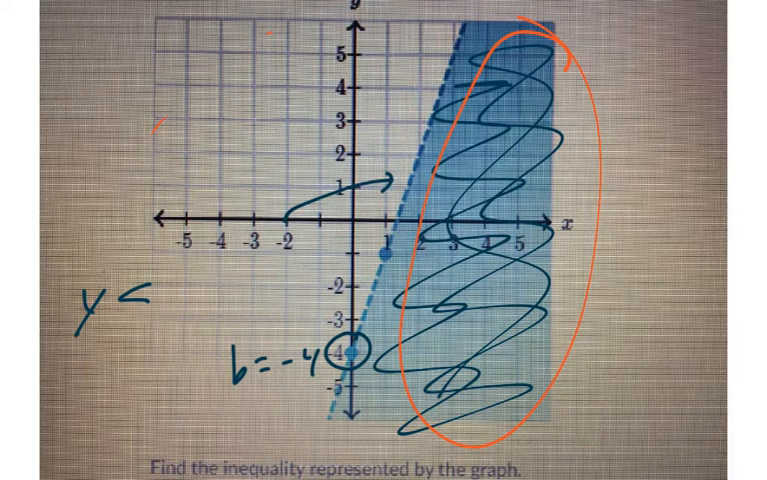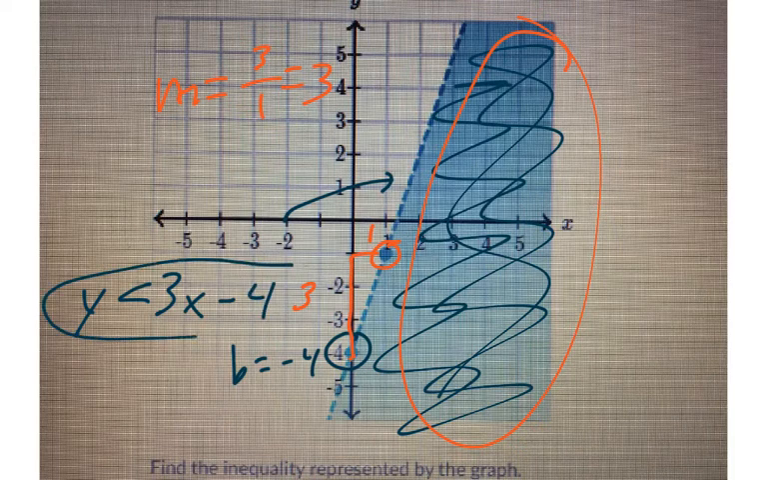Let's find the slope. From -4, I'm going to go to this other nice point on the dotted line. Let's see, 1, 2, 3 up, over 1. That means my slope, little m, is 3 over 1. And so that means that's a 3. So our answer is y less than 3x minus 4.